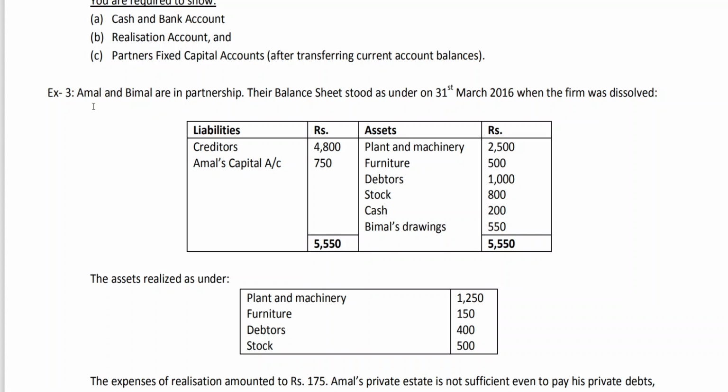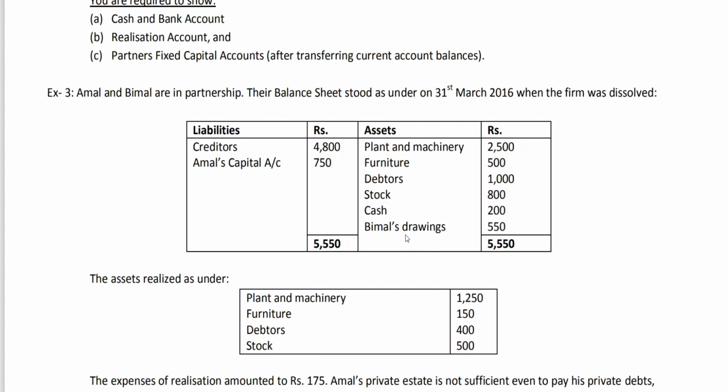I'm taking up exercise number 3. Amal and Bimal are in partnership. Their balance sheet as on 31st March 2016, when the firm was dissolved: Creditors 4800, Amal's capital 750, plant and machinery 2500, furniture 500, debtors 1000, stock 800, cash 200.